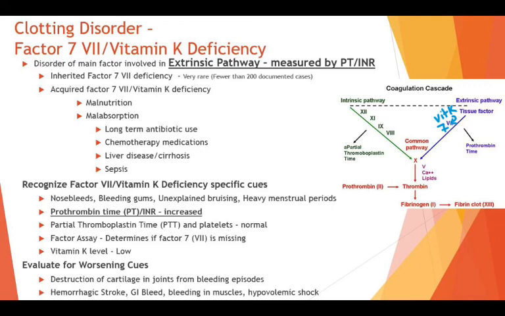Or not potassium, oh my God. Vitamin K is not potassium. Vitamin K is its own vitamin.